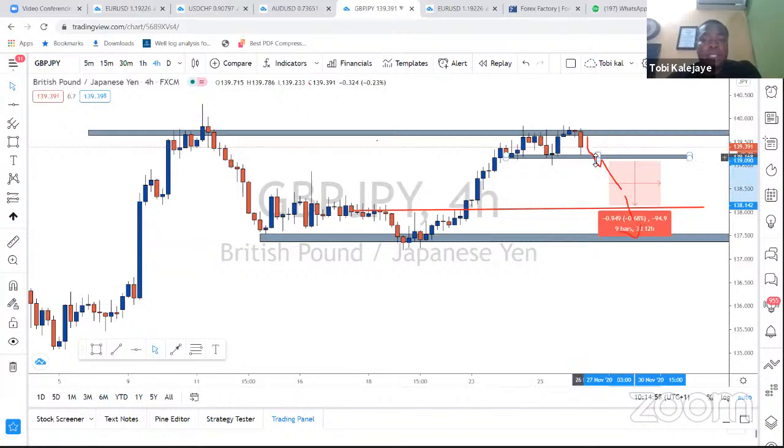So this will be my expectation right over here. This is actually not ready yet. But when I see a candle that closes bullish above this level, I can start considering a continuation of the buy trend.